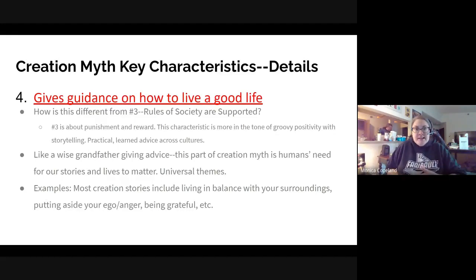Okay, the last characteristic gives guidance on how to live a good life. So how is this different? The third characteristic is about punishment and reward. This one is more learned advice, philosophical, groovy positivity, if you will. Picture an old grandfather, a wise one, giving advice to the little baby humans. That's more what this is, more universal themes. So for this one, you'll see characteristics in the story like advice about living in balance with your surroundings, how to be grateful, that sort of thing is what you'll see for number 4.